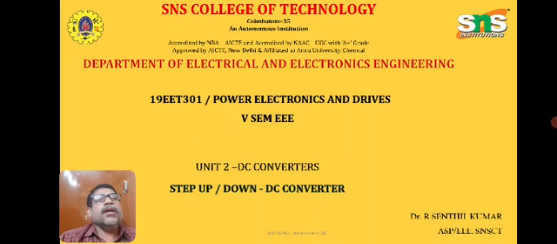This is a video series for the course Power Electronics and Drives. The course code is 19WT 301. It consists of Unit 2, DC converters. A video series of Unit 2 DC converters.